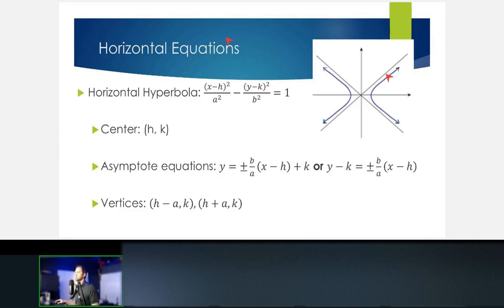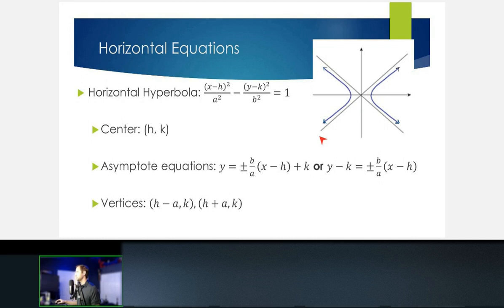Horizontal equations. So again, here's the equation for the horizontal. The center is always h comma k. Now, these diagonal lines that I have here are not part of the graph, but we still have to graph them because it's basically a grid to help us graph the actual hyperbola, which when we do an example, you'll see what I mean.